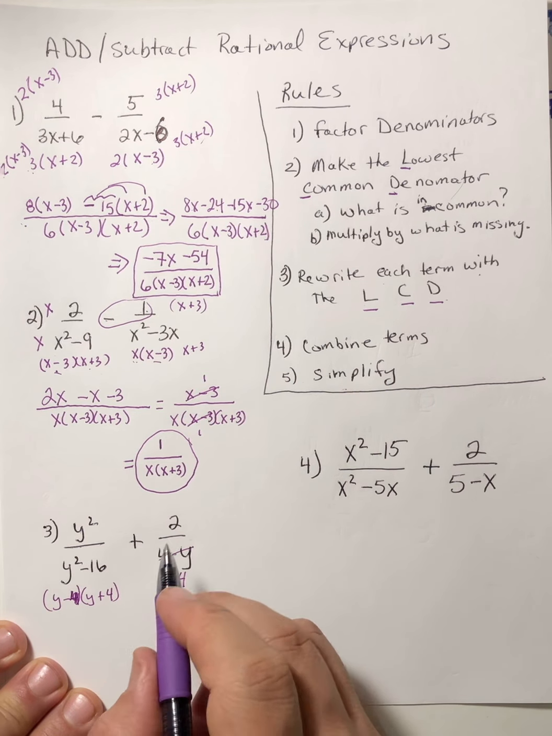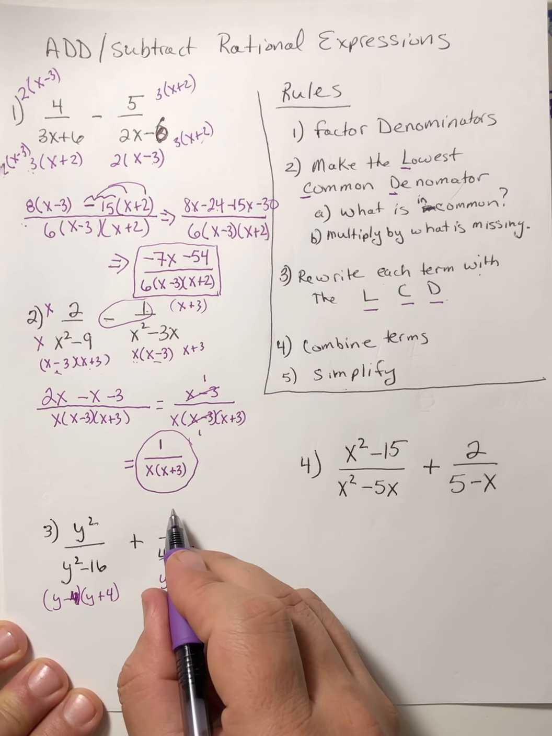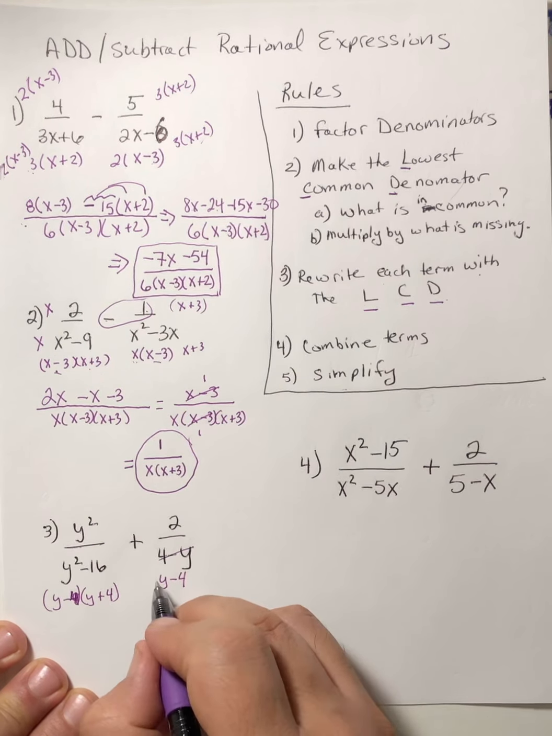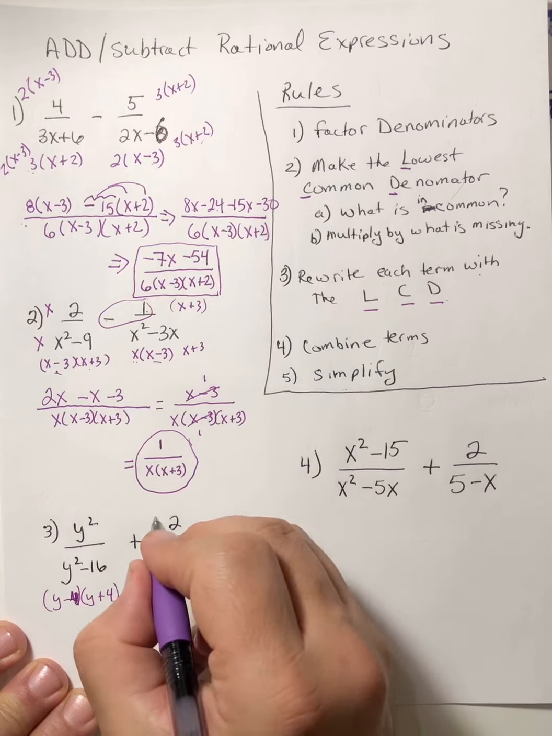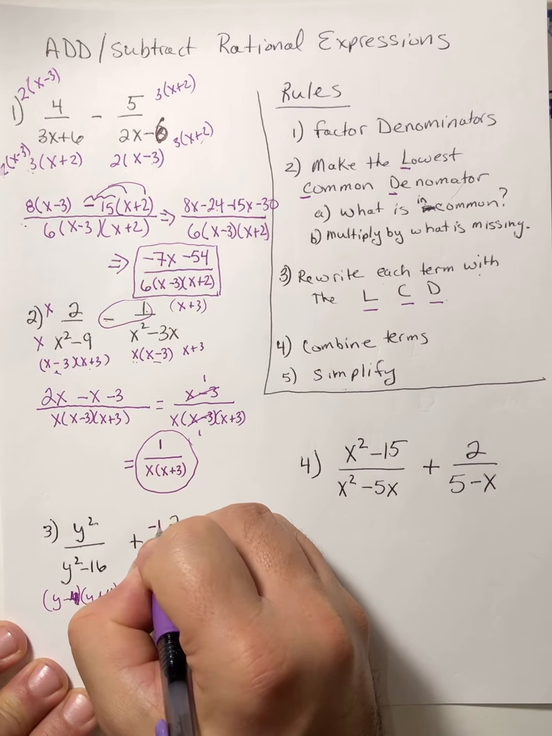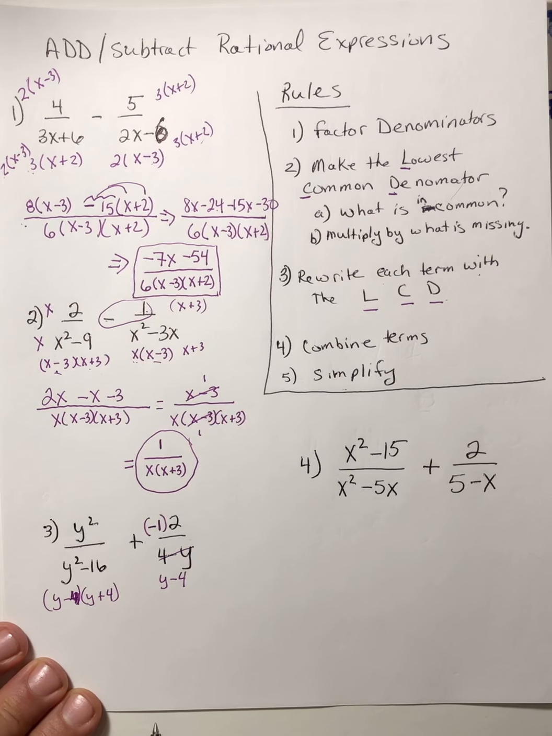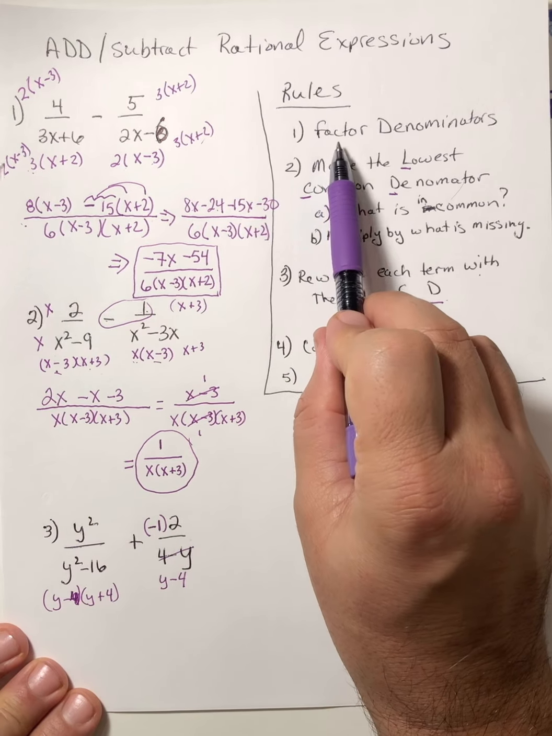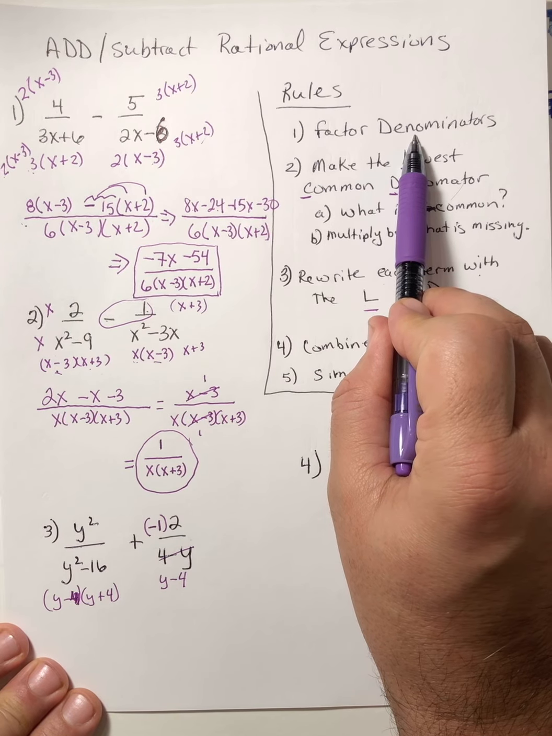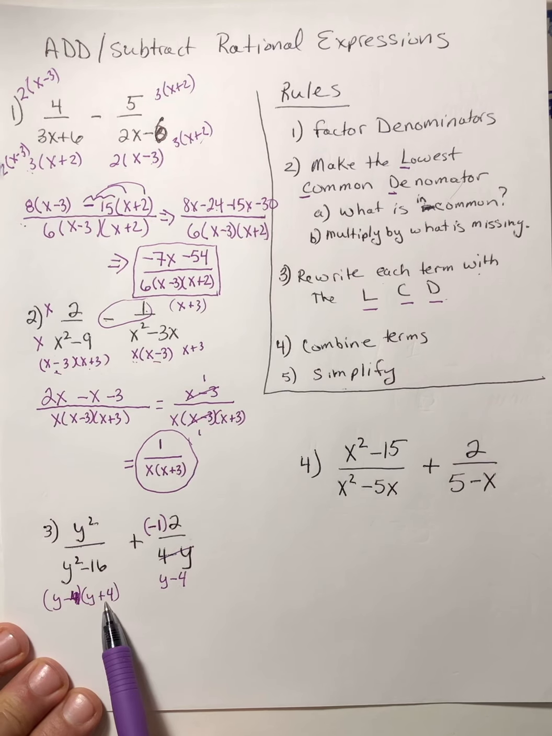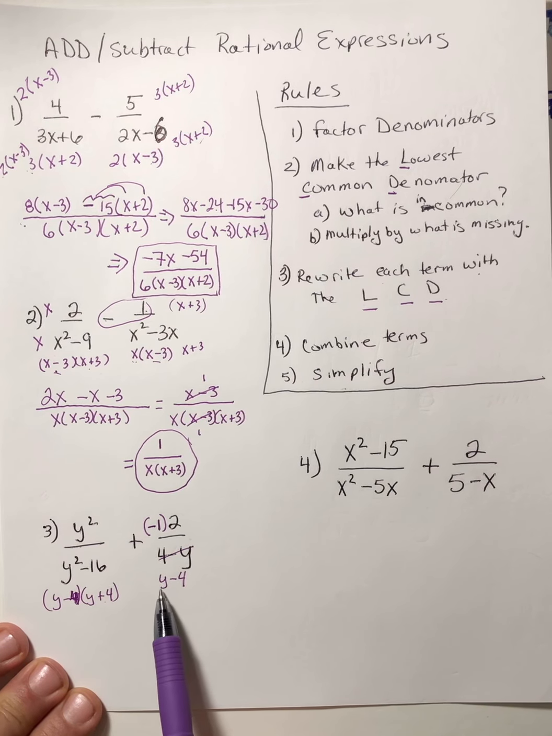So whatever I do to the bottom, I have to do to the top. So I'm going to put a negative 1 not on the bottom, but on the top. I think it'll be easier for you to see it on top. So I'm going to multiply the top by a negative 1. Okay. Now I'm ready to do my work. So we fixed the denominator. We got the denominators in factored form, and we fixed this one so it's normal.